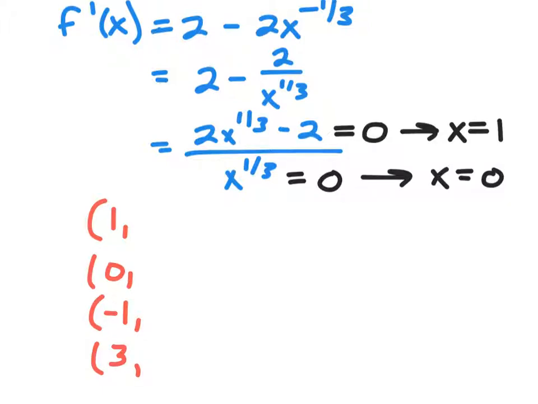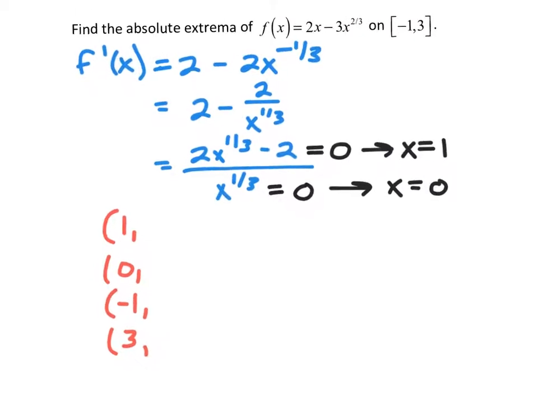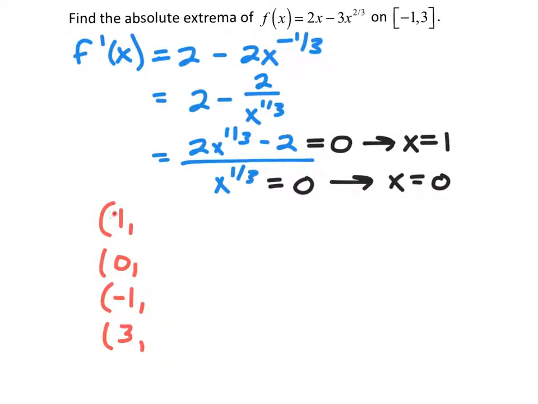So if I take 1 and plug it into the original f of x, let me zoom out a little bit so you can see it better. So if I take 1 and plug it into the original, I have 2 minus 3 gives me negative 1. If I take 0 and plug it in, I get 0. And if I take negative 1 and plug it in, I'm going to end up with negative 5. Now, when I take 3 and plug it in, I end up with 3 to the 2/3. That is not an integer, so this is actually going to go to a decimal. And using my calculator, I found that it went to negative 0.24.